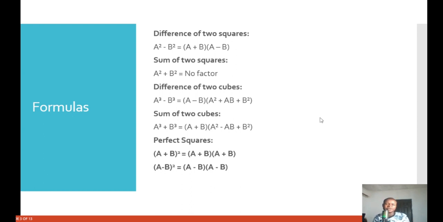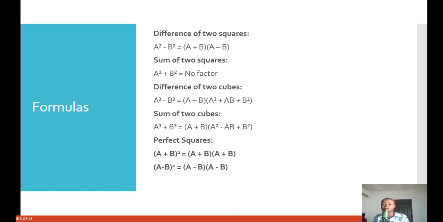Here we have the third one, which is difference of 2 cubes. Anytime you have 2 cubes and you have a minus in between, you have a minus b into brackets a square plus ab plus b square. Then the other side is the sum of 2 cubes, which gives us a plus b and a square minus ab plus b square. So we have the last one, which I call a perfect square.